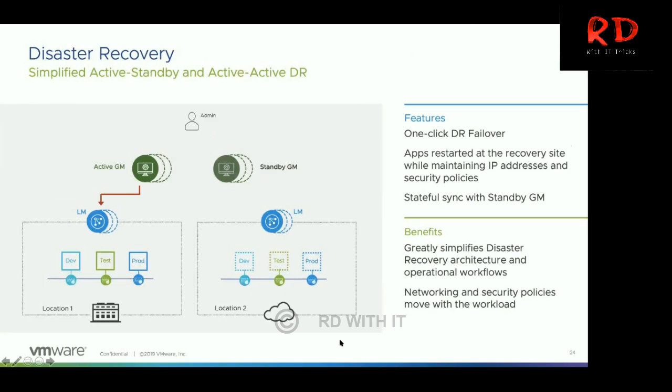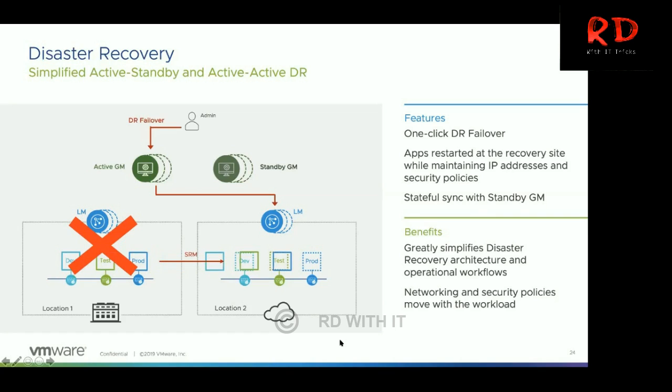So then in terms of a DR, what would happen? We have our active on the left, our DR on the right. Say our active data center goes down. We can just fail over to the secondary site. So our standby manager becomes active. All our workloads are moved across. This can be done by SRM or similar technologies. And then we're good to go. So we're really simplifying the security policy when it comes to disaster recovery and taking some of those manual steps away.